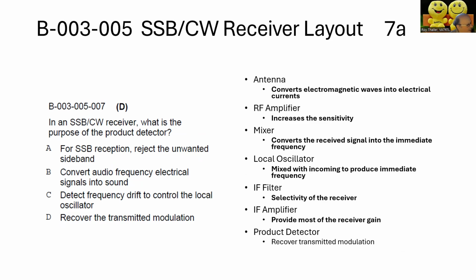Here's another question. In a single sideband receiver, what is the purpose of the product detector? So the correct answer is to recover the transmitted modulation. So the product detector is the demodulator, and you want to separate out the modulated signal. So D is the correct answer.